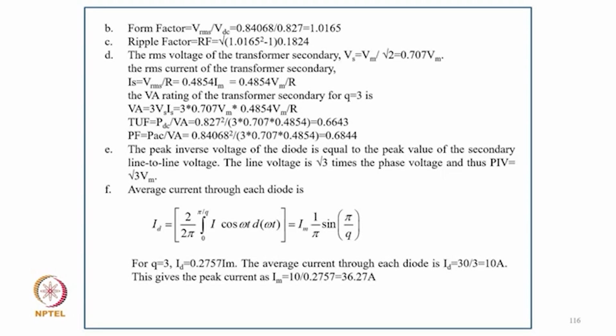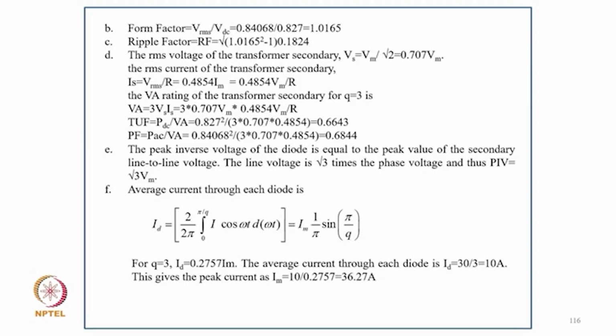And B, the form factor Vrms upon VDC, that becomes 1.0165, and ripple factor is under root form factor square minus 1, that becomes equal to 0.1824, and the RMS voltage of the transformer secondary Vs equal to Vm upon root 2, that is 0.707 Vm.